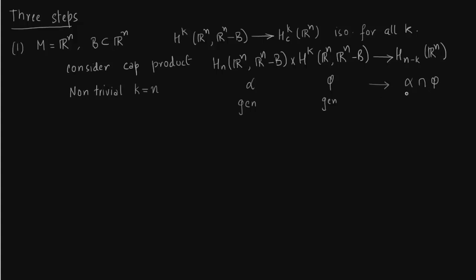So we need to show that alpha cap phi is the generator of H0. We have to take n equals k because that is the only case when both generators alpha and phi are non-trivial. If even one of them is trivial, then when you take the cap product, it will be 0. So we want to show this is an element of the ring R, where obviously phi, or psi I should say, is an element of H0.